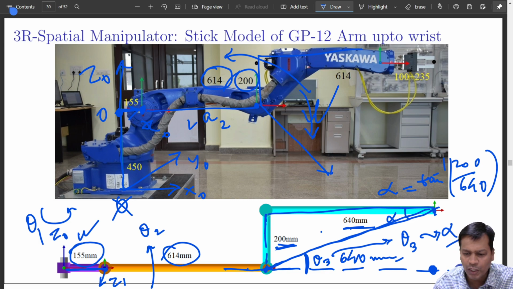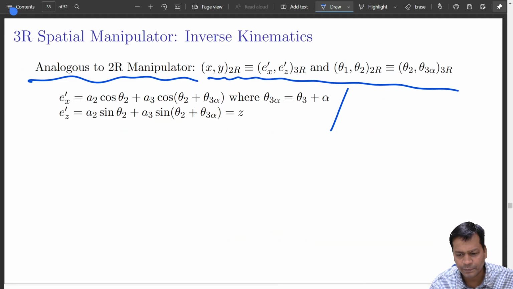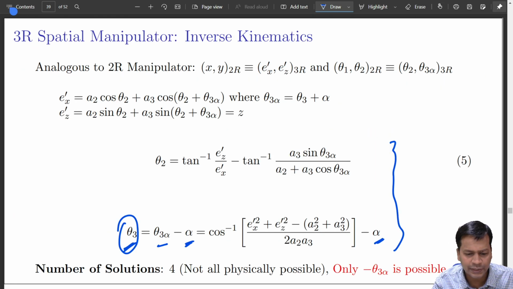That means elbow up is always possible. Okay, elbow down is not possible. Oh sorry, elbow down is possible, elbow up is not possible. So it can take any angle downward, but it cannot take it upward. Okay, so that is the physical limitation of any robot, and that is what is limiting Yaskawa also.